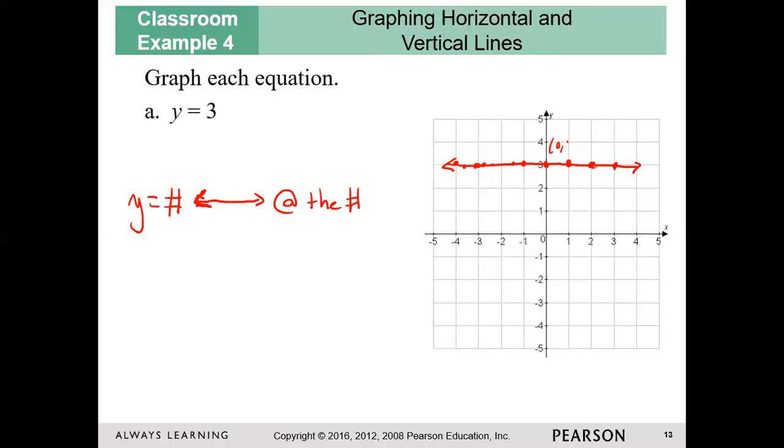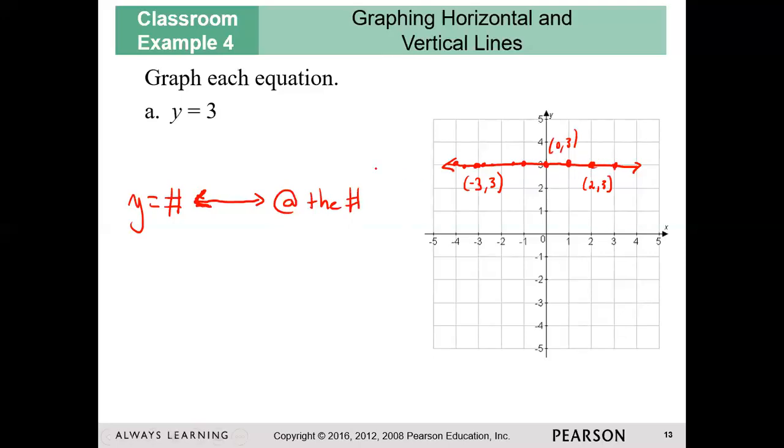This one is 0, 3. This one over here is 2, 3. This one over here is at negative 3, 3. So no matter what, the y value is equal to 3. Doesn't matter what the x is. X is not even over here at all. It's the y value that's going to be 3, and all of these points have a y value of 3.